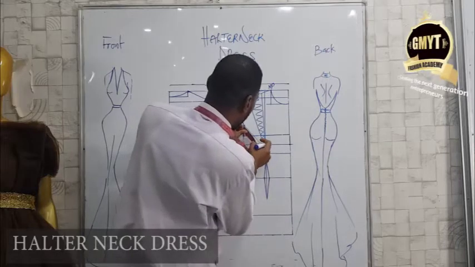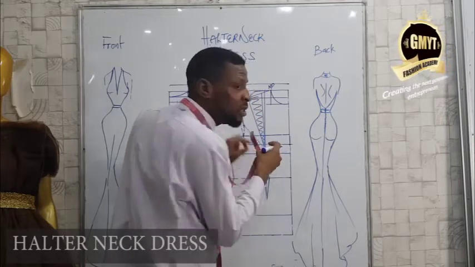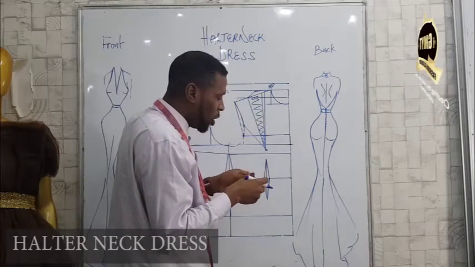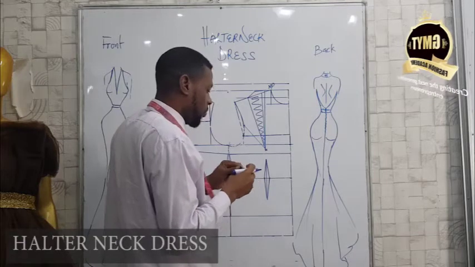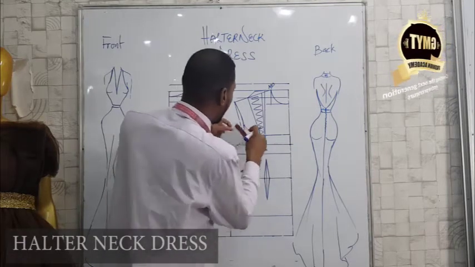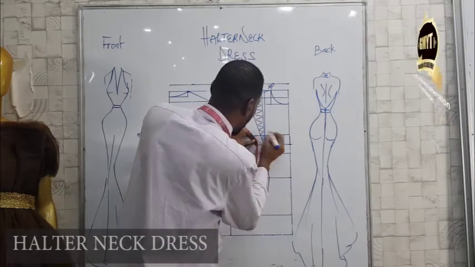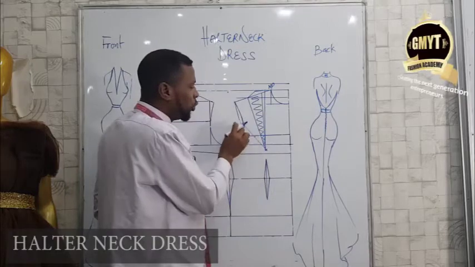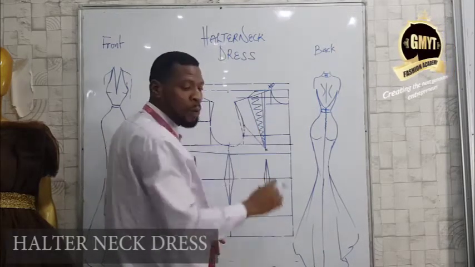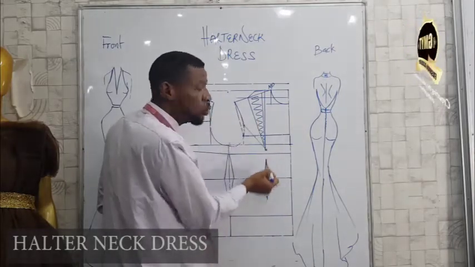So from here to this point, I have 13.5 cm. Half of that 13.5 cm is going to give me 6.7 cm. So this is my midpoint between the line that is linking from the armhole to the point X. I need to look for the midpoint so that when I place my ruler, I can have a curved line that will link back to the dart line.